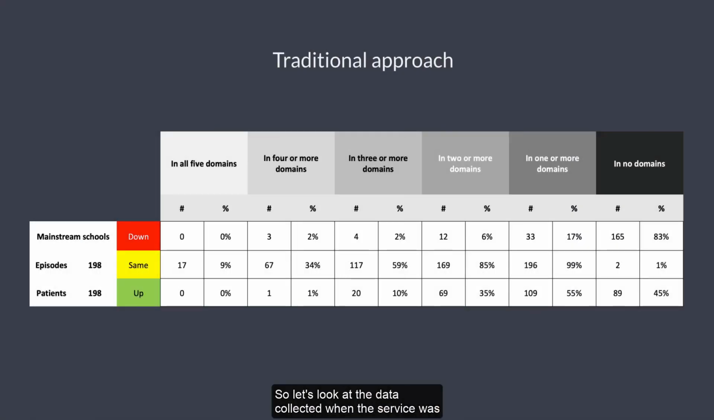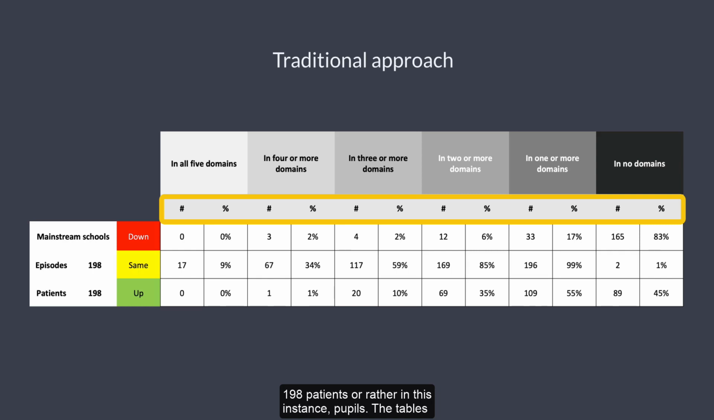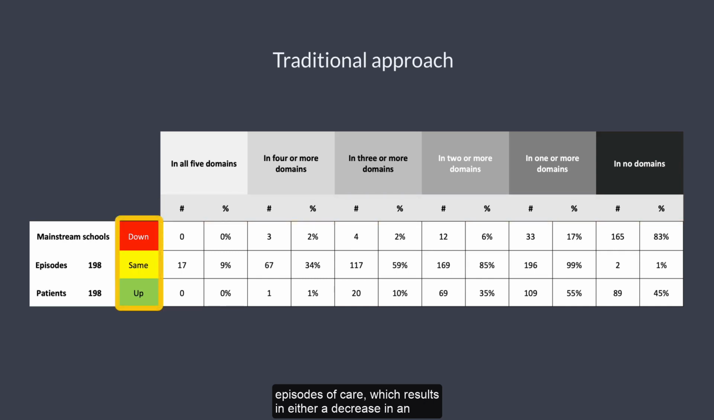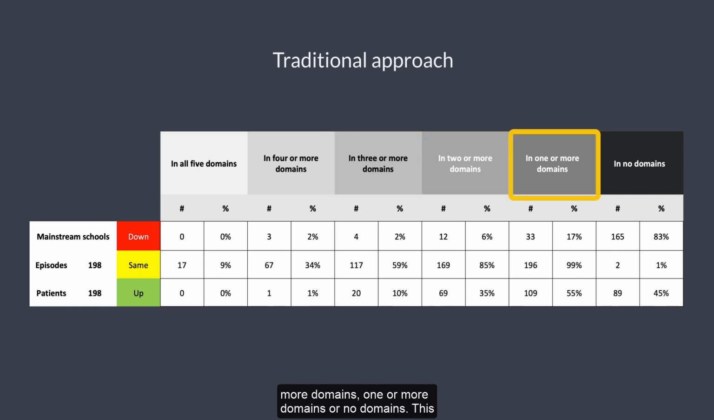So let's look at the data collected when the service was using the traditional approach. On the left, we see that under our mainstream school service, we had 198 episodes of care for 198 patients, or rather in this instance, pupils. The tables represented here show the actual number and percentage of the episodes of care, which result in either a decrease in, an increase in, or a maintenance of TOM scores in either all 5 domains, 4 or more domains, 3 or more domains, 2 or more domains, 1 or more domains, or no domains. This shows us that 55% of service users improved in at least one domain.